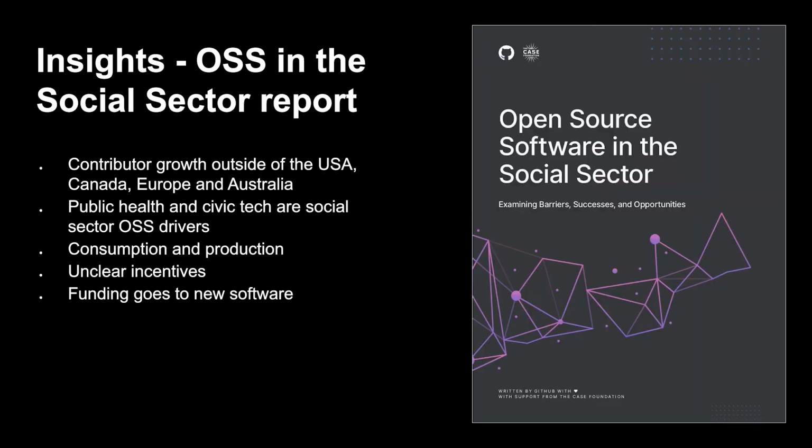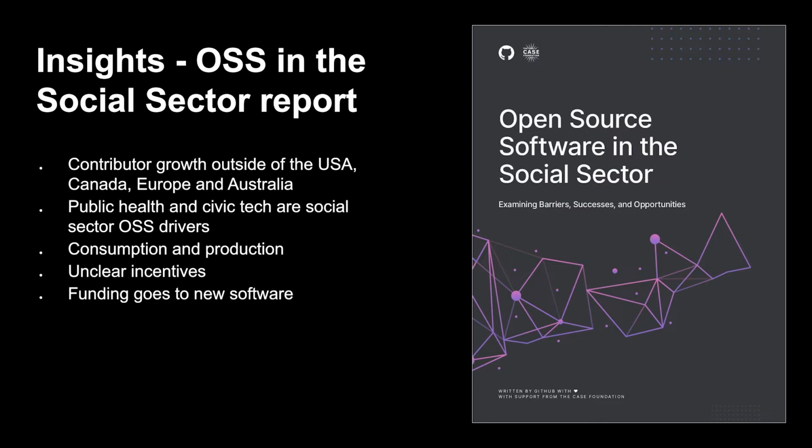Now, one of the core things that we do at Tech for Social Good is research, and in 2019 and 2020, we conducted a large project on the intersection of open source software and the social sector. While we had a lot of really amazing insights come out of the report, there are a couple of pieces that were especially relevant for the work that you'll hear about in just a few minutes. The first is that contributor growth on GitHub outside of the USA, Canada, Europe, and Australia has increased almost exponentially in the past couple of years.